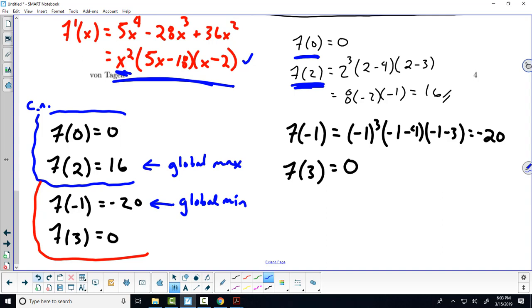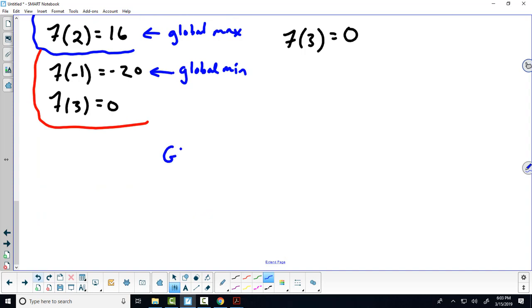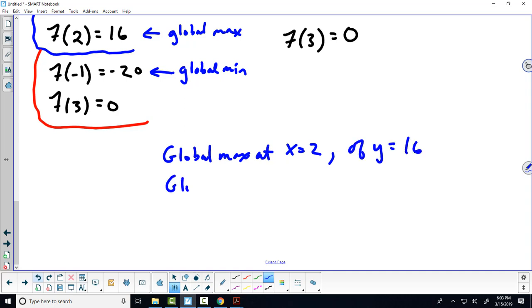So we have a global max. Let me just give myself a little more room, and we'll summarize. We have a global max at x equals 2, max value of y equals 16. We have a global min at x equals negative 1, y is equal to minus 20.